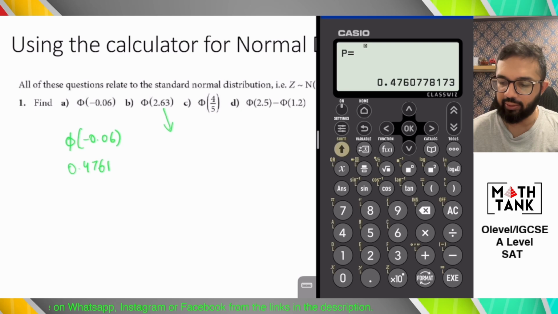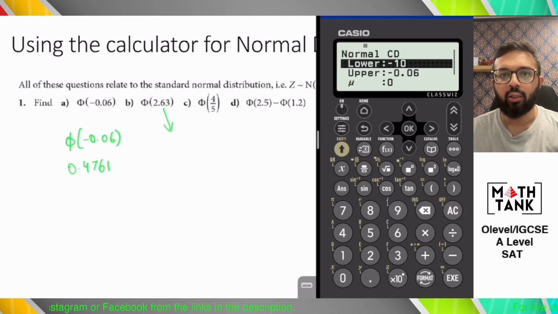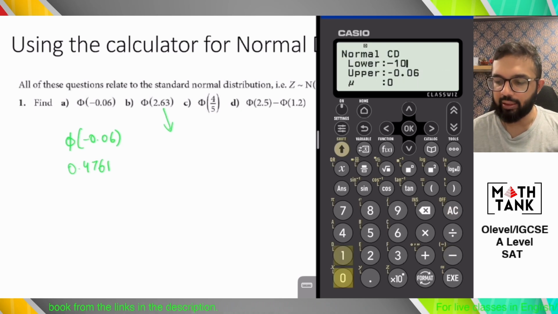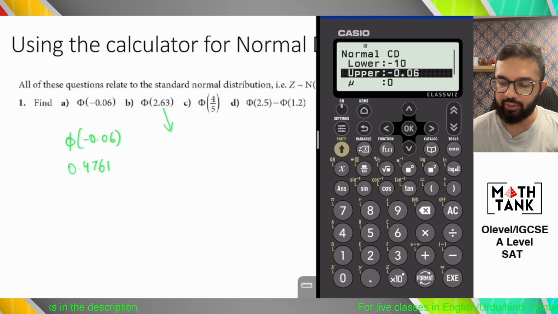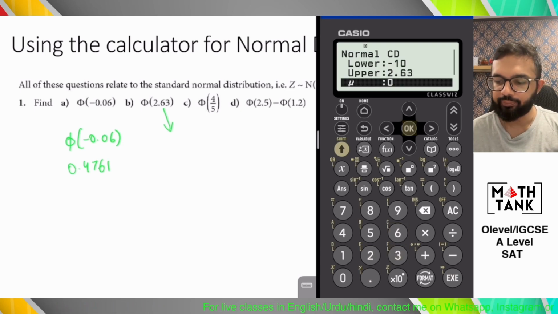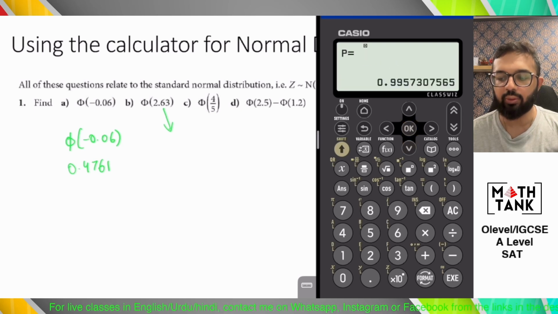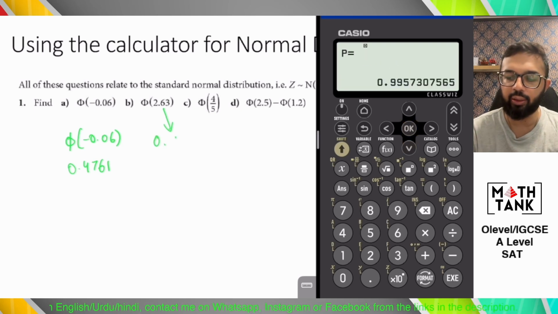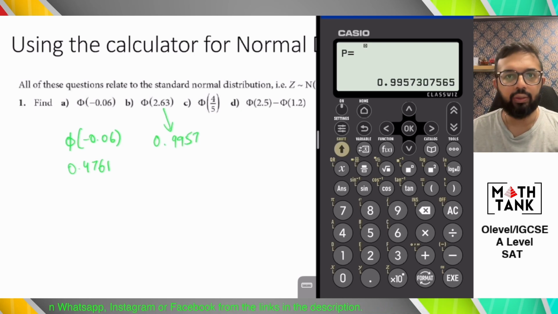Let's say I wanted to calculate this, so I would go back. Again, I would have this as minus 10. I would now have this as 2.63, and then I could go on and press execute. So that would give me 0.9957. That is the table reading.